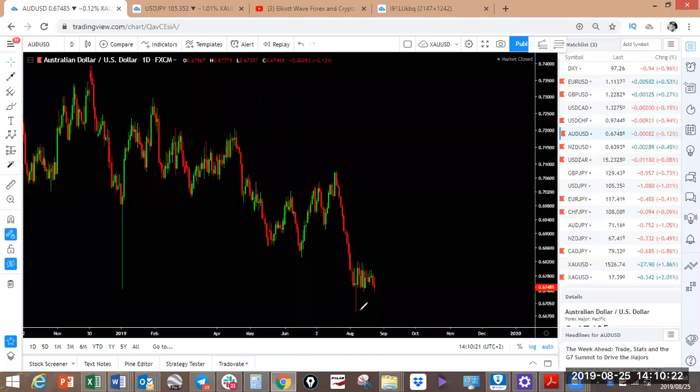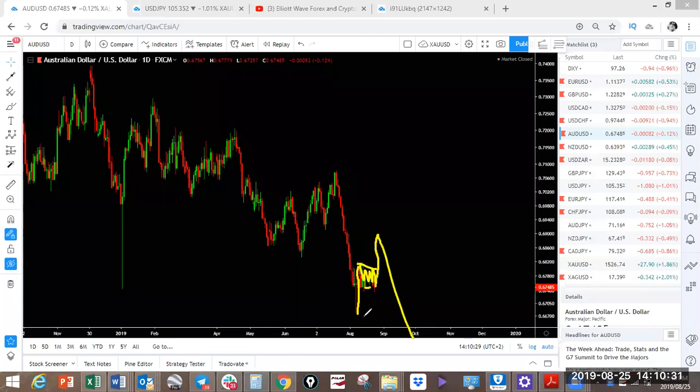AUD US dollar, we've made an impulsive move. We're looking for this to correct. Now this could be a 3-wave move, pullback, and this one does this, and then we continue lower. Okay, so for the next week, a slight move to the upside. You don't trade this move to the upside because this is still continuing to the downside.